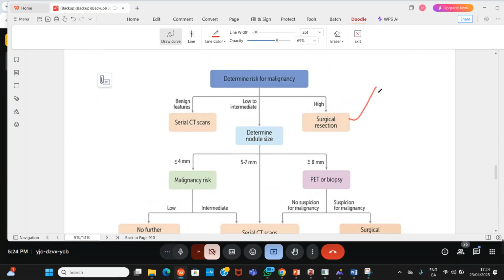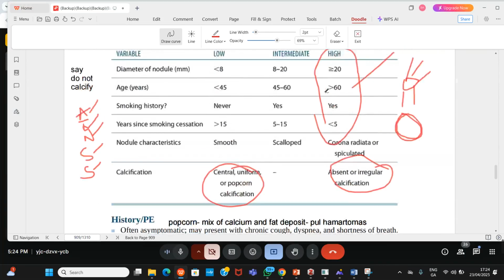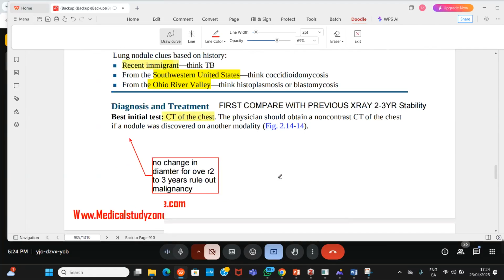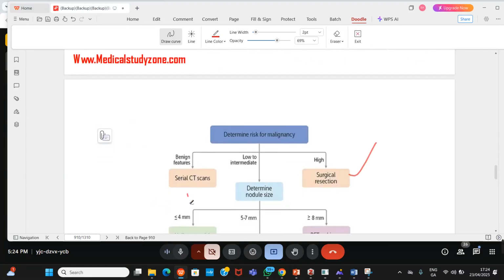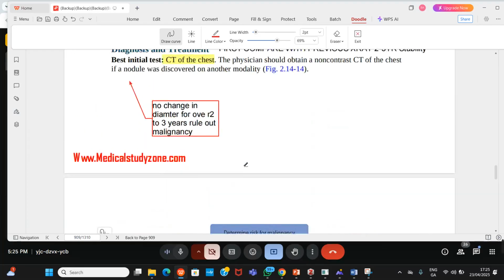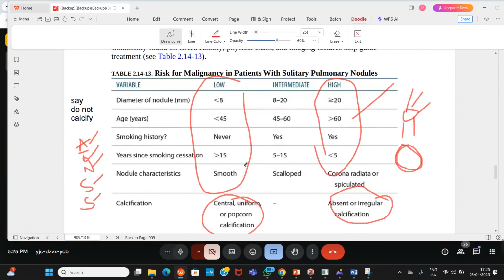Then you ask about smoking. Are you a smoker? If you have stopped, when did you stop? So age 60, 45, diameter 8, 20, nodule characteristics, is it spiculated, corona radiata, or popcorn? Are you a smoker? Yes or no? Then when did you stop? You are using 15 years and 5 years. Let's familiarize ourselves with the table. It's going to be very helpful.